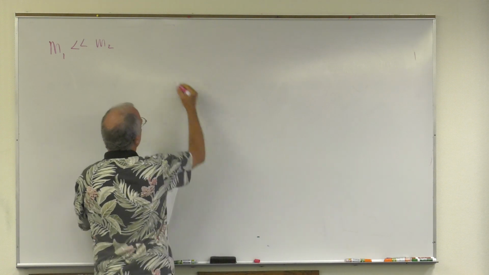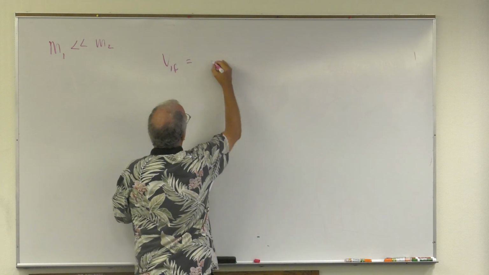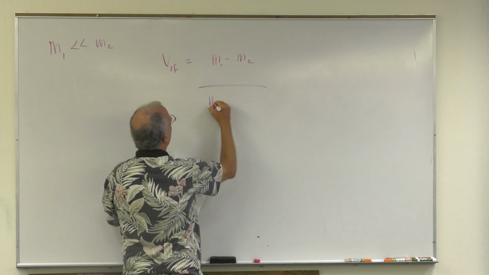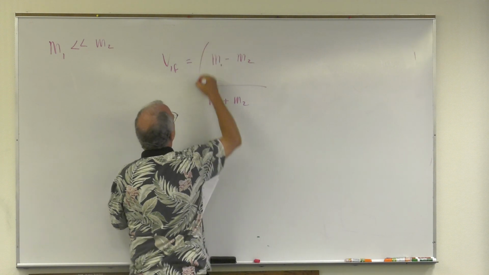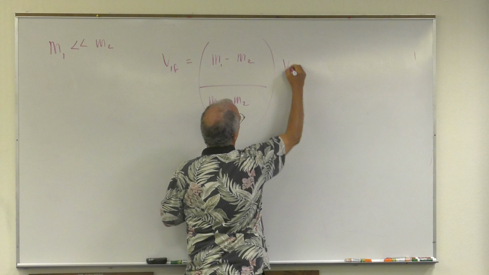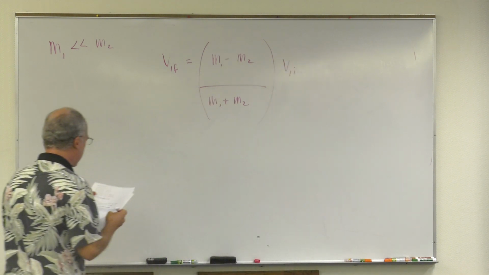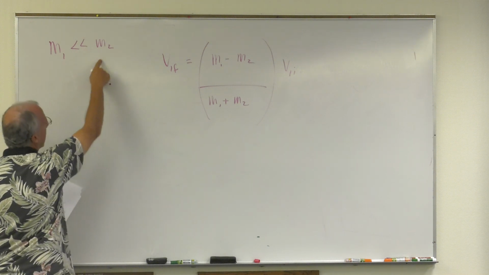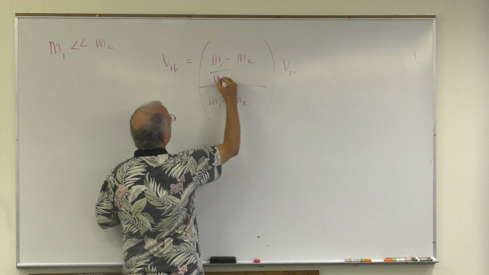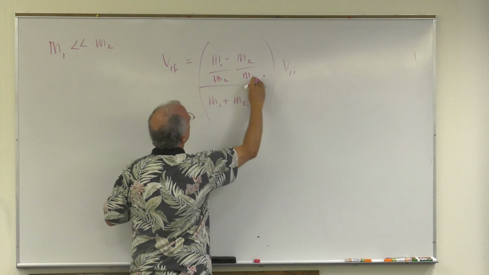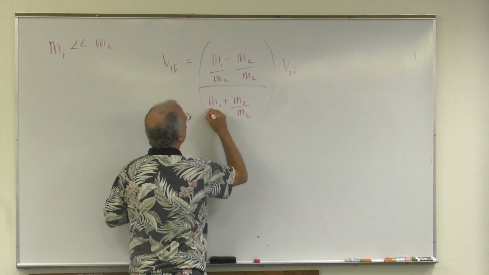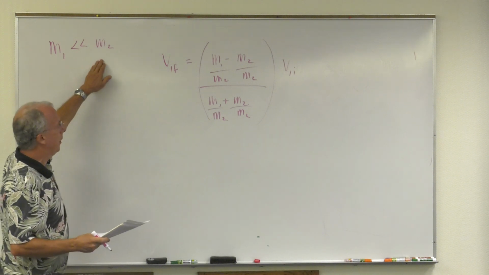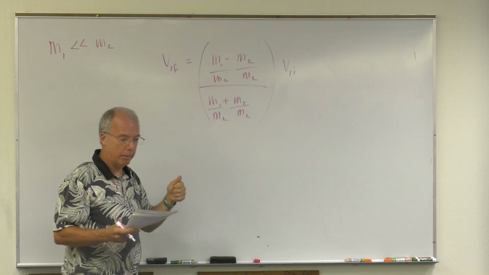So let's write the equation for V1 final. V1 final equals (M1 minus M2) over (M1 plus M2) times V1 initial. M2 is tons bigger than M1, so divide by the big guy, the massive guy, M2. So we didn't cheat. We just saw which one is the more massive, and we divided top and bottom by that more massive one.